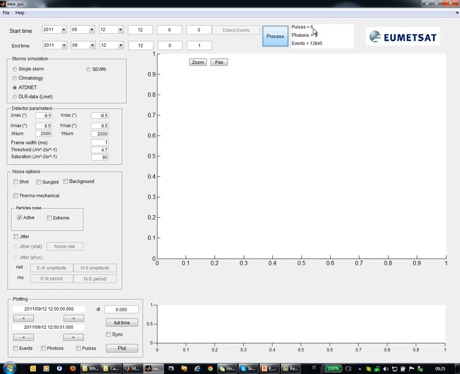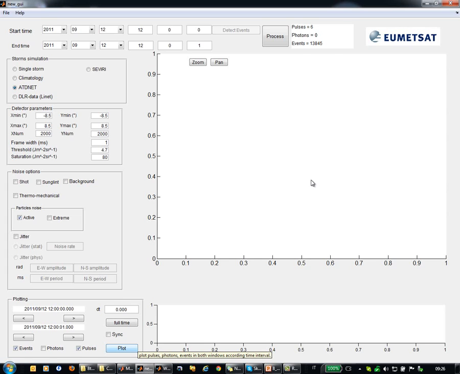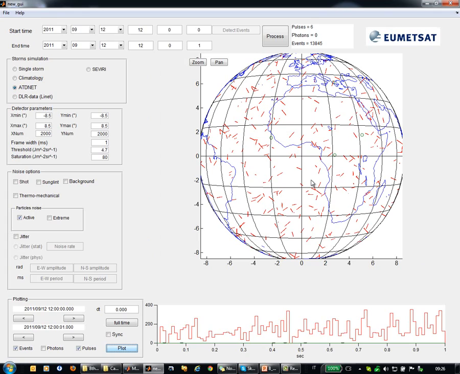So 6 pulses are read from ATDNet locations generated, with a total of more than 13,000 events detected. We now plot all the events and pulses position, pushing the plot button. We have to wait a few seconds for the plotting, and we will see as red dots or red strikes the particle position and tracks.